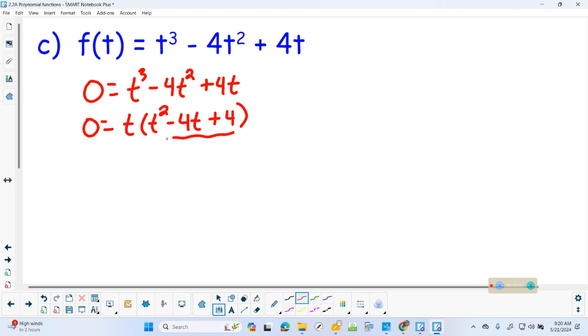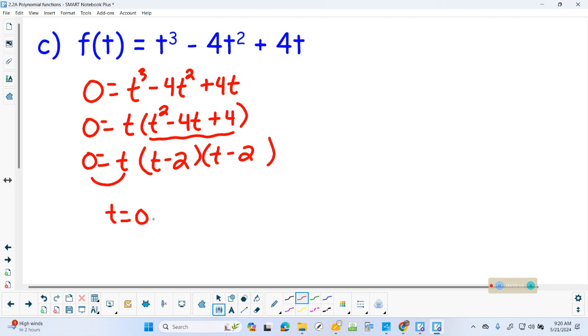And I'm looking at this trinomial inside the parentheses. I think we can factor that again. There are two numbers that multiply to 4 and add to -4. -2, -2. Okay, we're going to write all three answers. Our first one, of course, would just be 0. Second answer, 2. Third one, 2.